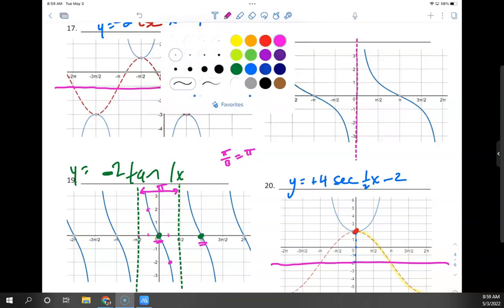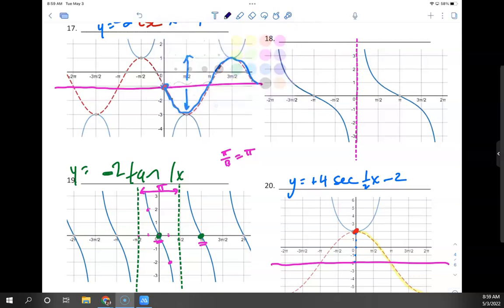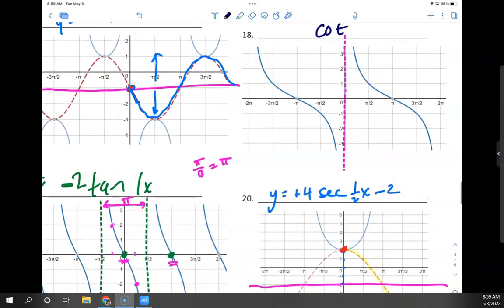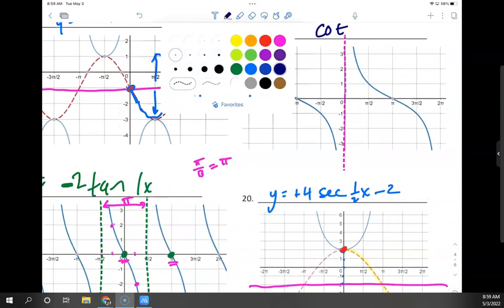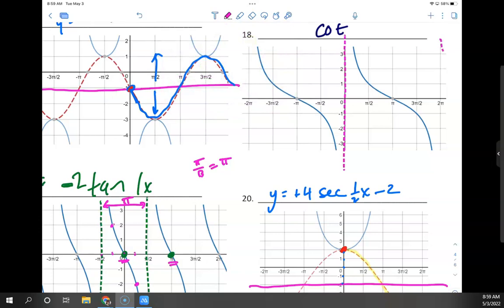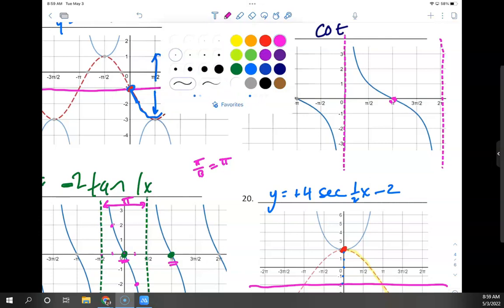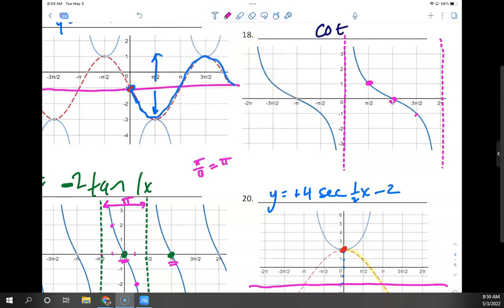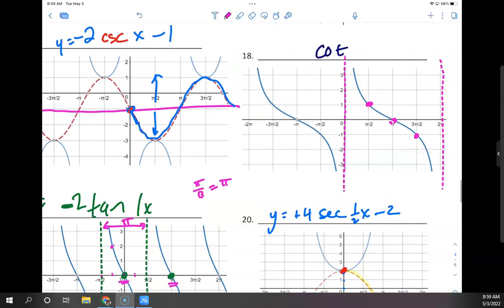Now this one, I'm going to say that this one is cotangent because it starts with a line in the middle, right? And then see how halfway between the asymptote and the point, right there at pi over 2, it comes up right here, and it's 1. And cotangent is going down, and it's supposed to go down, so it's positive 1, right?